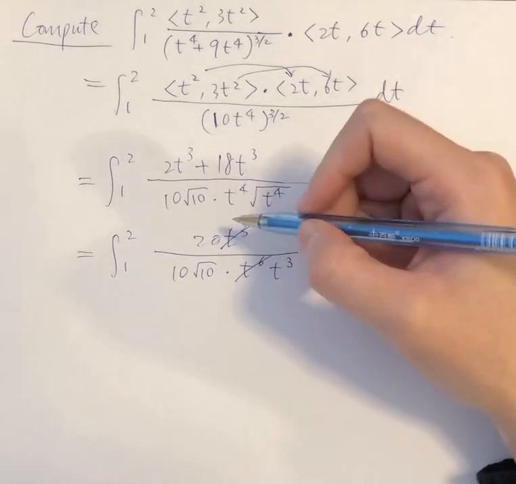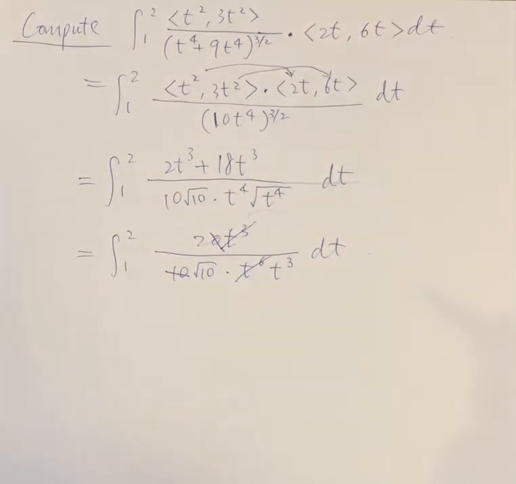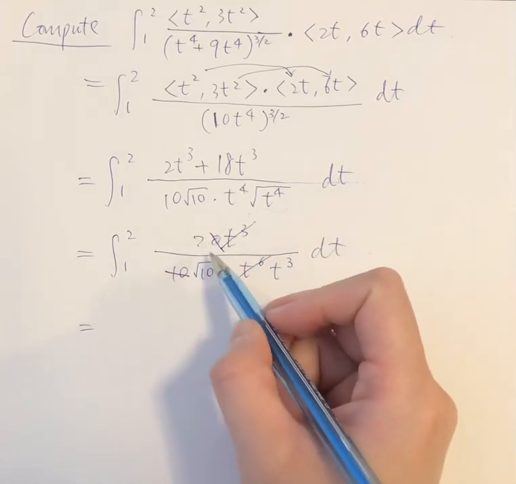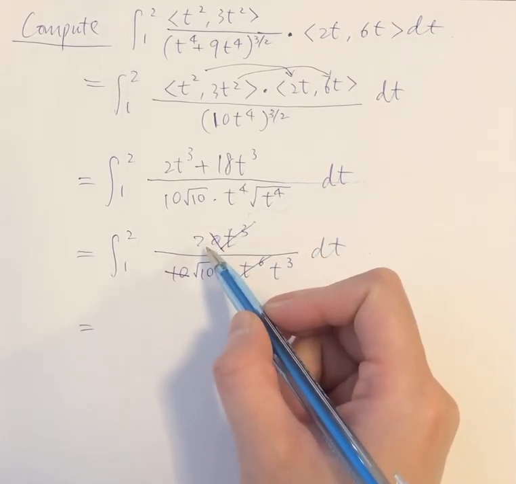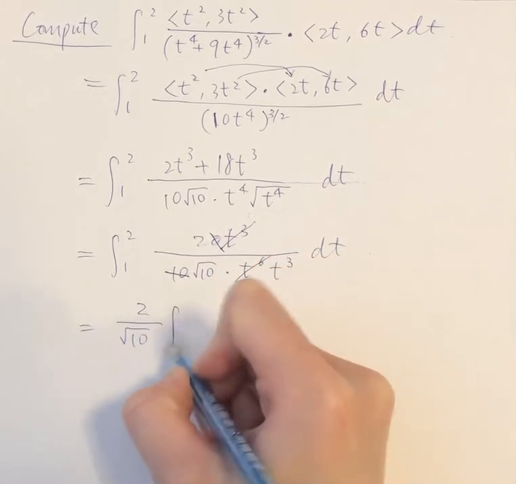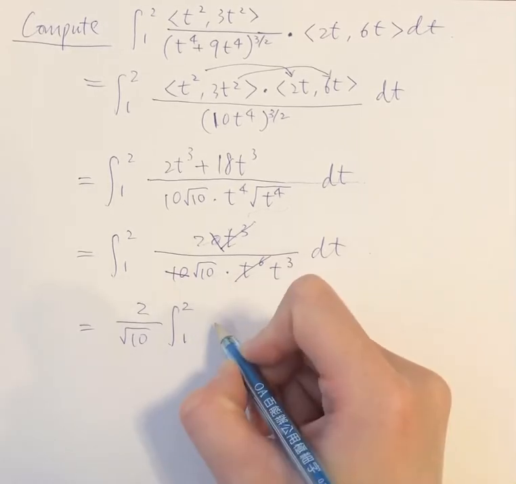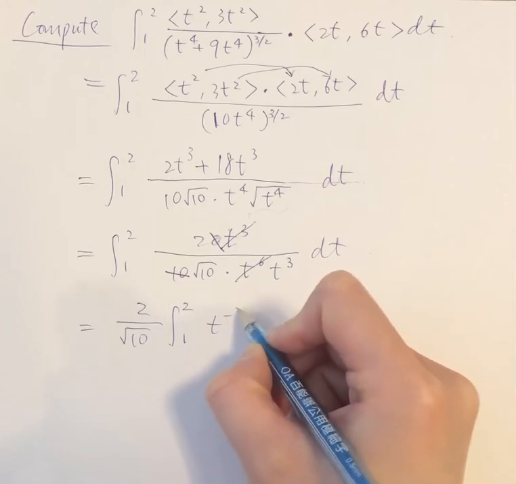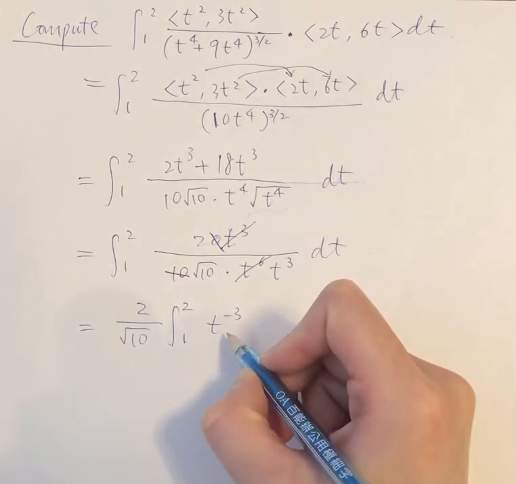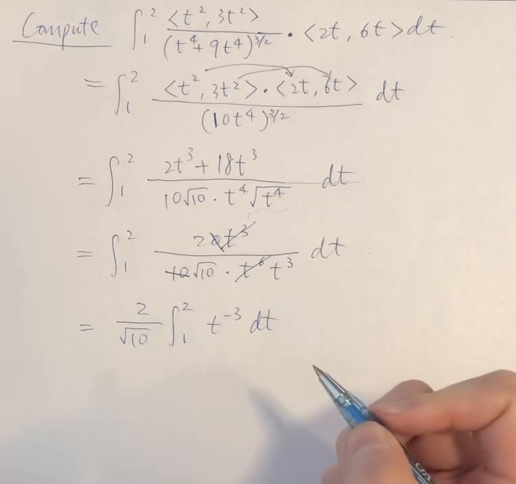And then you can also cancel a 10, both on top and bottom, so 20 becomes 2. Then it helps to pull the coefficient out to the front: 2 divided by square root of 10 out in the front. And then what you're left with is t to the negative 3, because this 3 is in the denominator. If you want to write it as a numerator, it's t to the negative 3 dt.